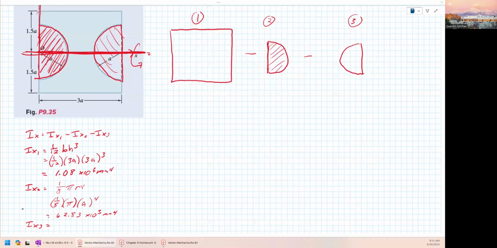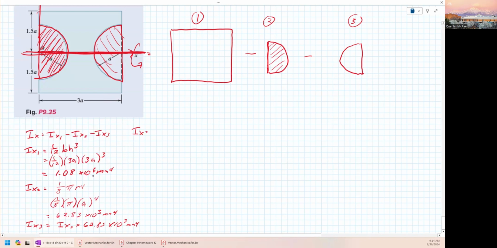And so we can come in here and say that is equal to IX2, which is 62.83 times 10 to the third millimeters to the fourth. I mean, you could do the math again, but it seems unnecessary. And so, therefore, I'm just going to add them all up. IX is equal to the 1.08.